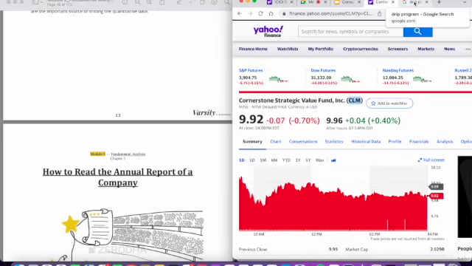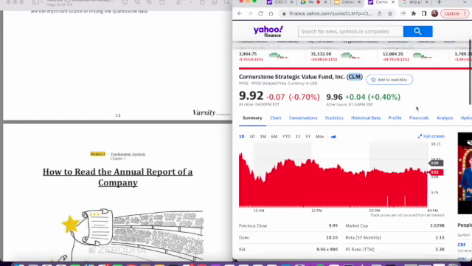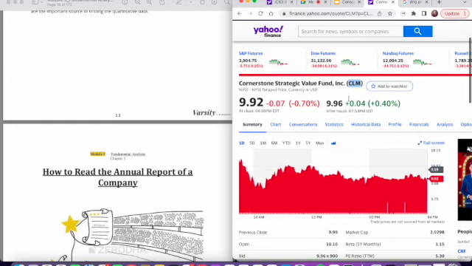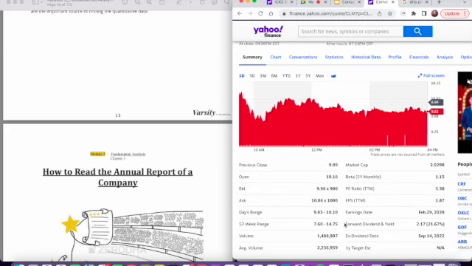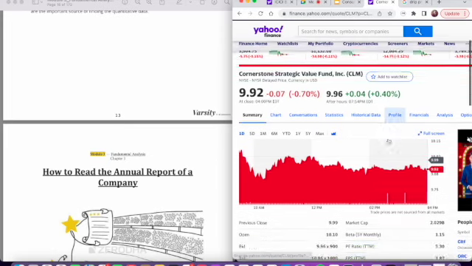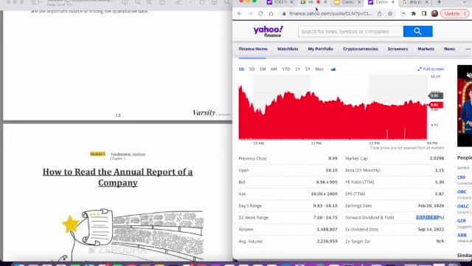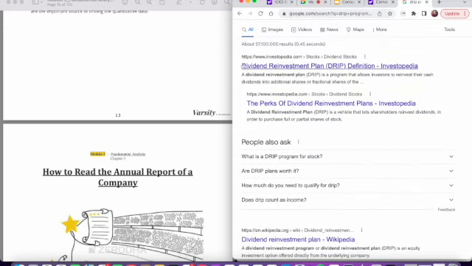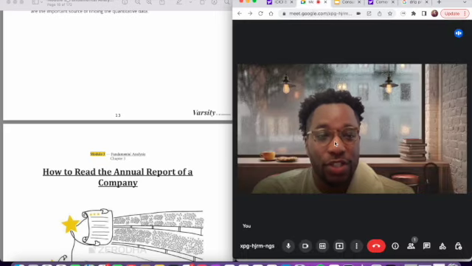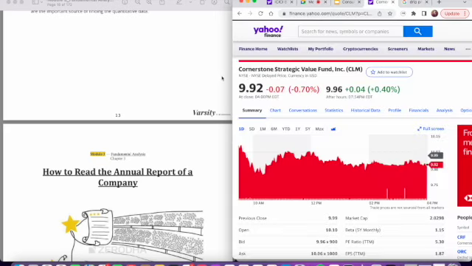We're going to sum up what we have read. We looked at Yahoo Finance to see an example of a company that pays a dividend, a yield. And the beauty of this is not only does it pay a yield, you can reinvest it by signing up for the DRIP program. Whenever you purchase a share of Cornerstone Strategic Value Fund, you request that your dividends be reinvested.